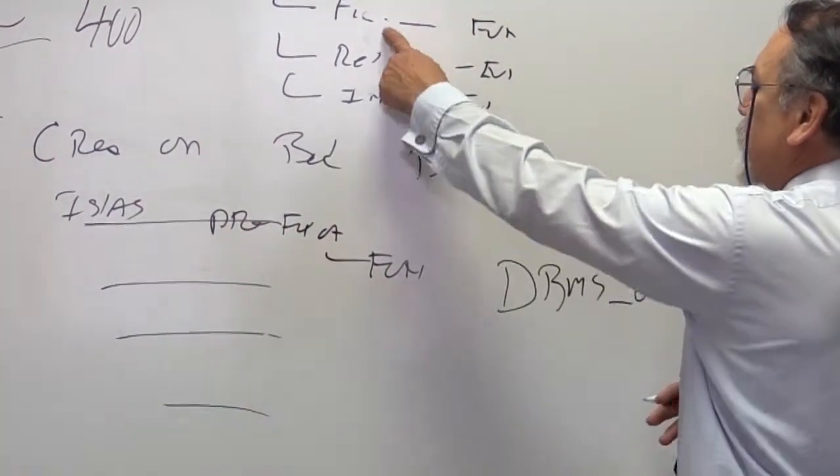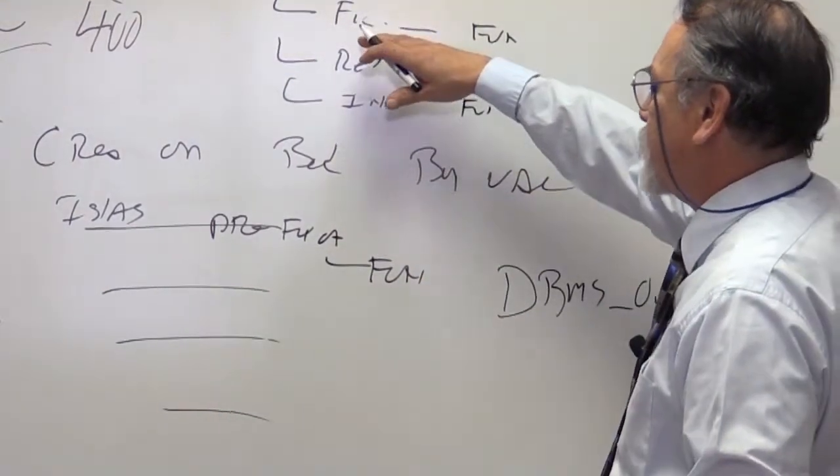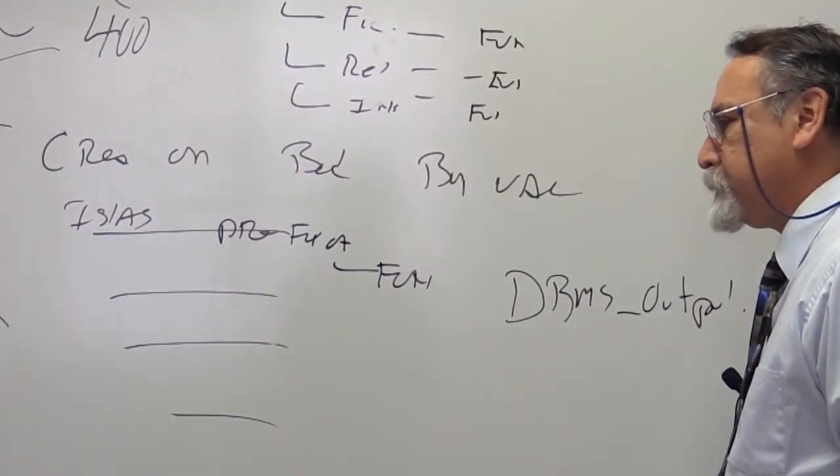Now, within the FICA, you'll have specific items. Within the retirement, you'll have specific items. So this is where you have specific events and global events that will be shared.